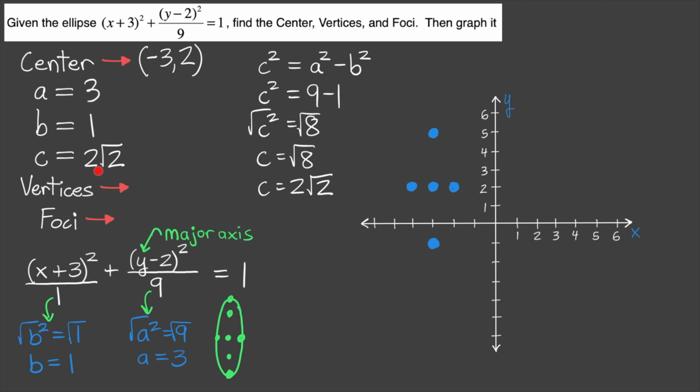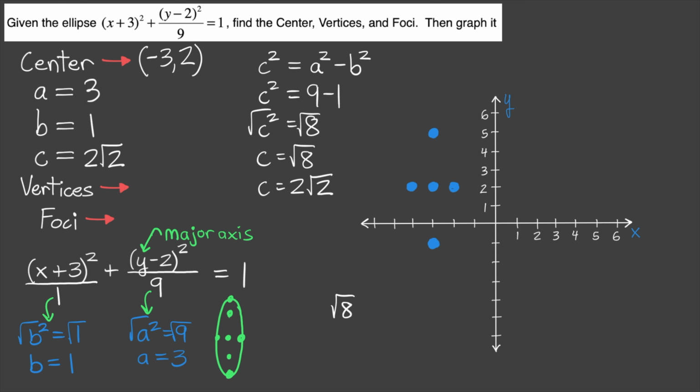So we're going to go up and down again because the foci always lie on the major axis, which is up and down. So we're going to go up and down 2 root 2. So what is 2 root 2 though? Because we don't know what that value is. So let's go backwards. So see, it's really root 8. Root 8 is just under root 9, which is 3. So let's write a little diagram here.